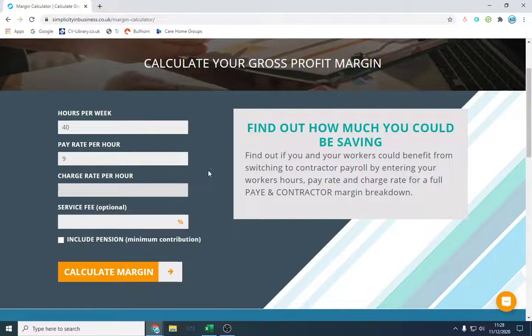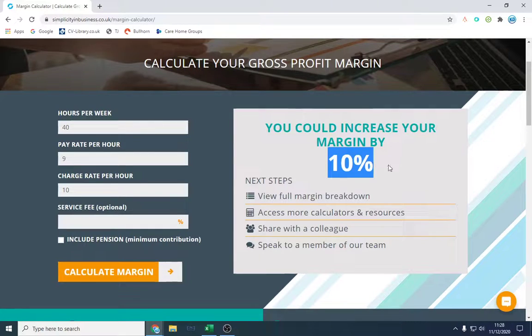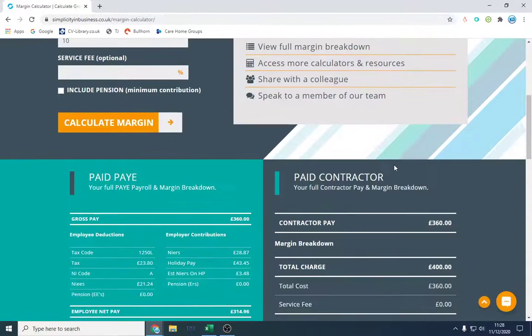I'm going to show you what happens if you charge with a £1 margin. So that's what the worker gets paid, and that's what you charge the client for your worker. Yeah, so I know for a fact this is going to be at a loss. So it's going to work out a percentage here. So that's a 10% margin. So you're charging them 10% on that.